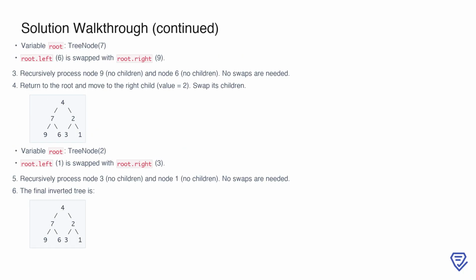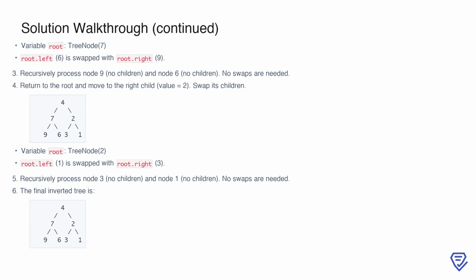Now, we focus on the individual children of node 7. Node 9 has no children, so no further swaps are needed. Similarly, node 6 also has no children, so no swaps are performed here either. With the left subtree fully processed, we return to the root and shift our attention to the right child, which is the node with value 2.